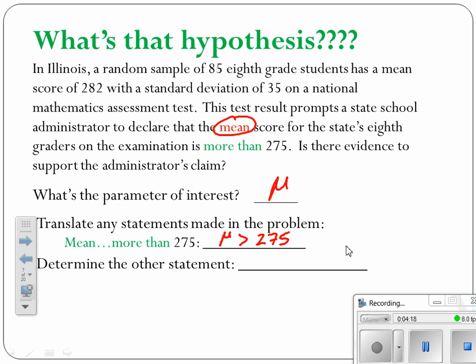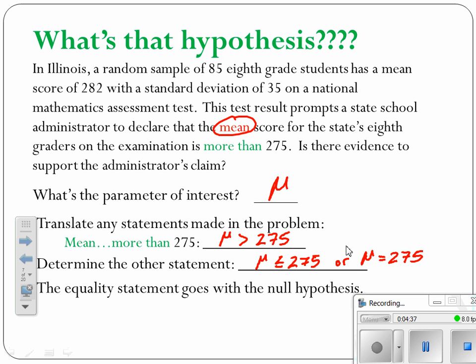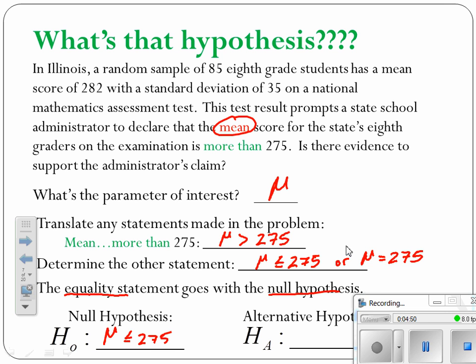The other option then is that mu could be less than or equal to 275, or that the average is 275. Both of those, a strange thing here, are actually considered the opposite of greater than 275. If we remember that equality always goes with the null, then the null hypothesis here will be that mu is less than or equal to 275, while the alternative hypothesis is that mu is greater than 275.